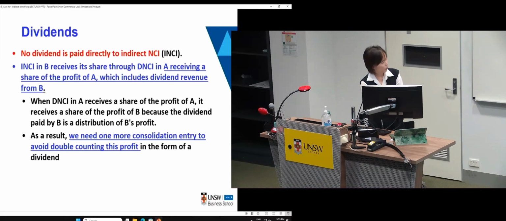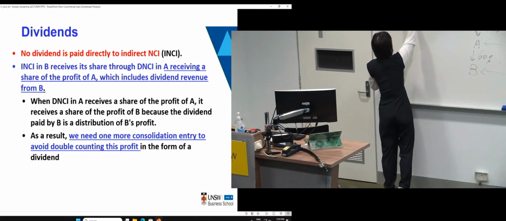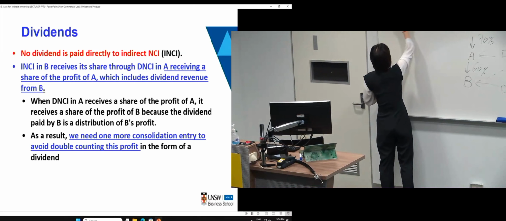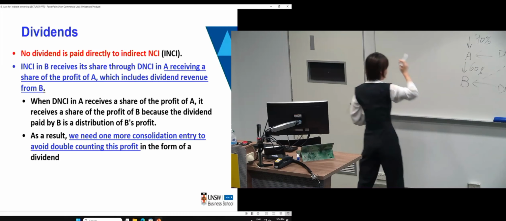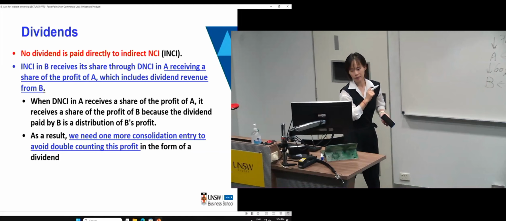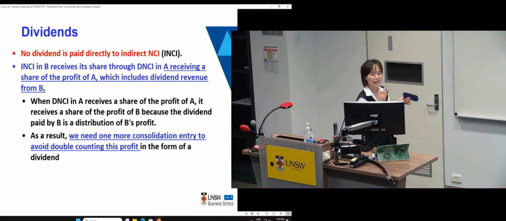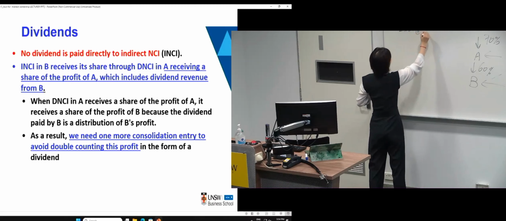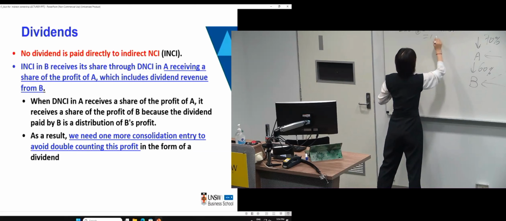Now, let's give an example. First of all, let's assume B Limited earned a profit this year of 1,000 after tax. Now when B made a profit, NCI in B receives a share of that, right? Because it's post-acquisition equity of B. So we give NCI in B its share of the profit, that is 1,000 times 18%, which is 180. Then B paid all this profit as a dividend.